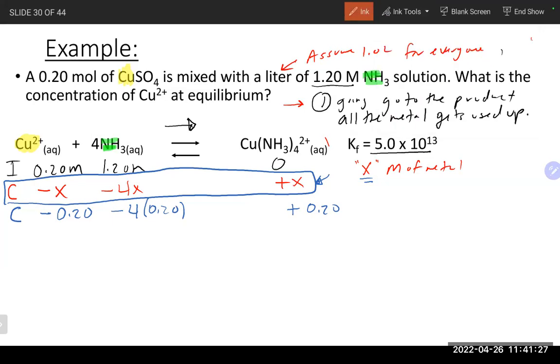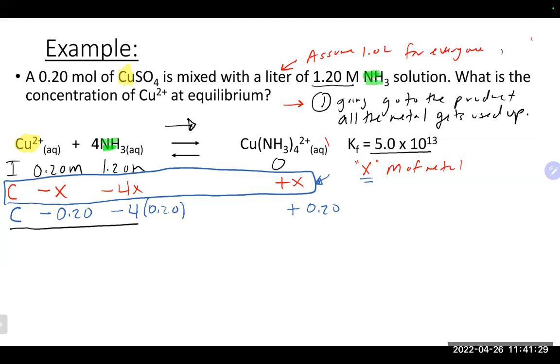That means that when we do get to equilibrium here, we're going to have 0 of our metal. We will end up with 1.2 minus 4 times 0.2 gives us 0.4, and we end up with 0.2 molar here.